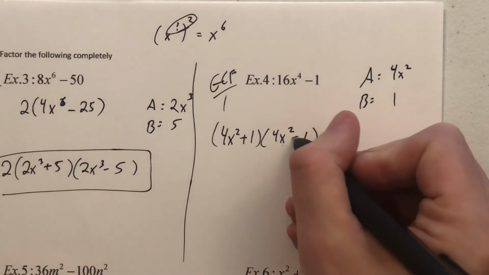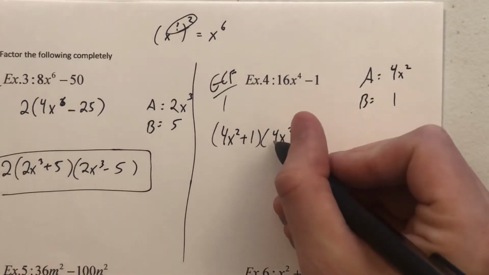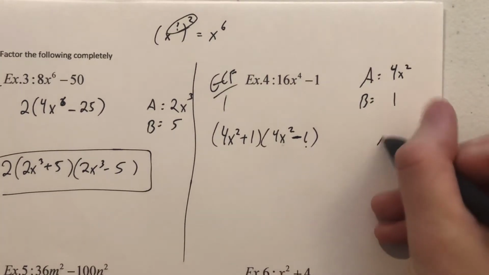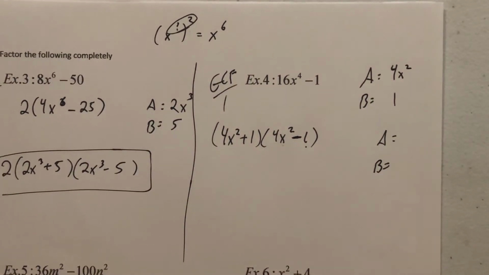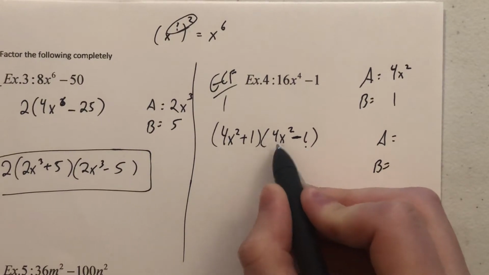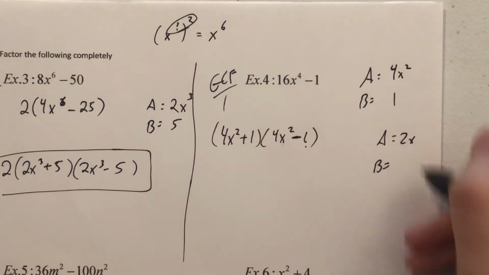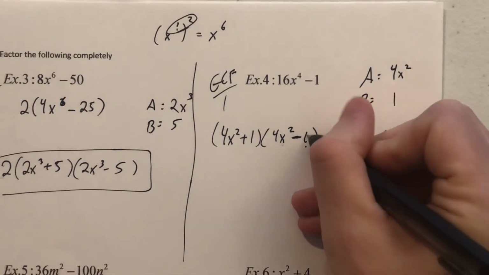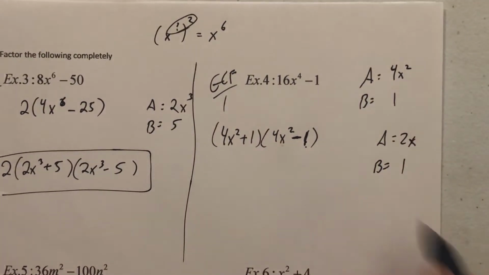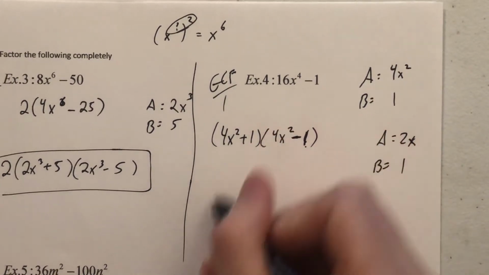It's 2 terms, separated by subtraction, 4x squared and 1. We can absolutely find an a and a b for this and this. For a, to get 4x squared, you'd square 2x. And again, 1 can be found by squaring 1. So we can break this part down further, but not this part.